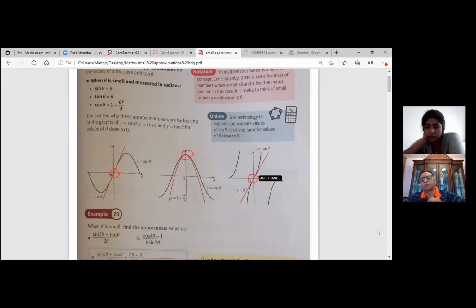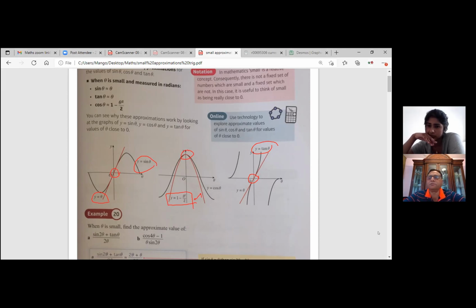When you are very close to 0, the line y equals theta matches with y equals sine theta. That's what they're trying to say, correct? And for cos theta, the curve 1 minus theta squared over 2 is given to you. It's a parabola opening downwards. On the top, it is almost 1, because we know cos 0 is 1 for sure. Close to 0 means approaching that value, approaching 1 minus theta squared over 2 by this formula.